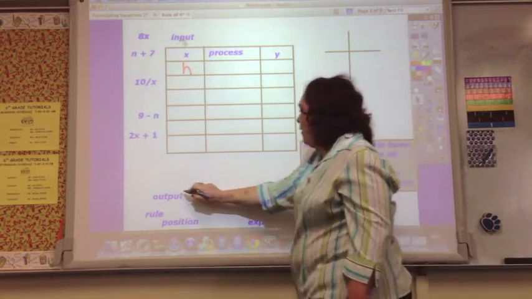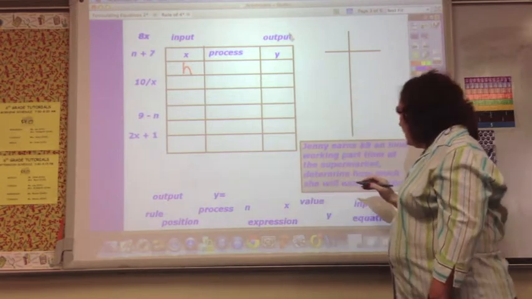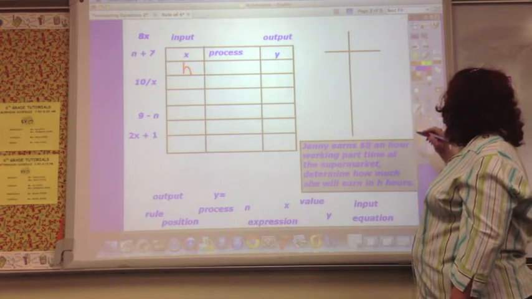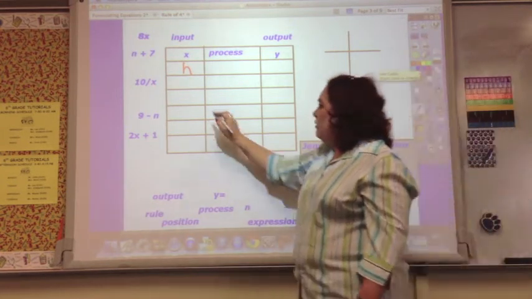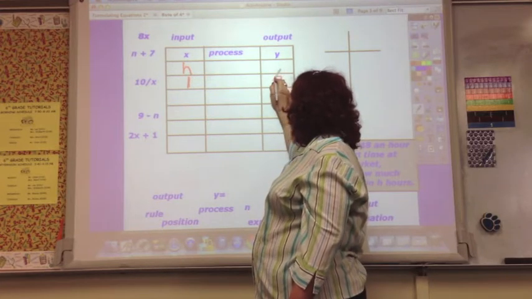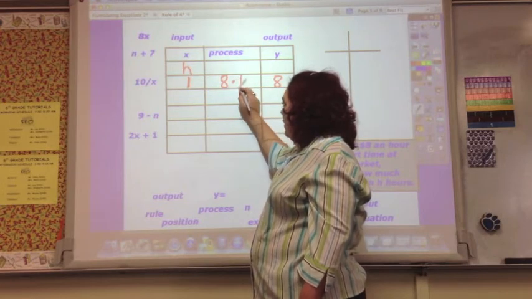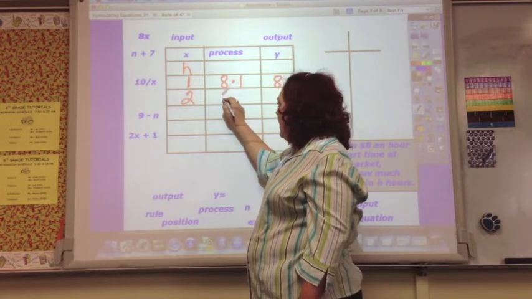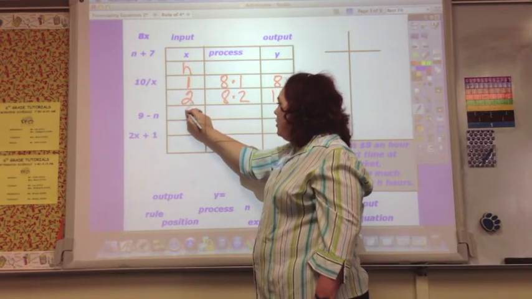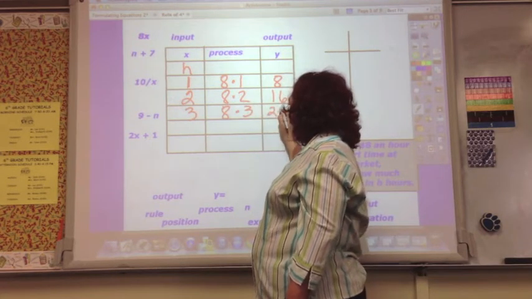And this is our output. And then the process, we're looking at this, is $8 an hour. So if we started filling in some numbers, if she worked 1 hour, she would make $8. And that's $8 in 1 hour. If she worked 2 hours, she would make $8 for 2 hours, and that would equal 16. If she worked 3 hours, she would say 8 times 3 equals 24.